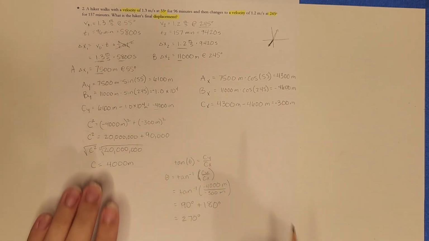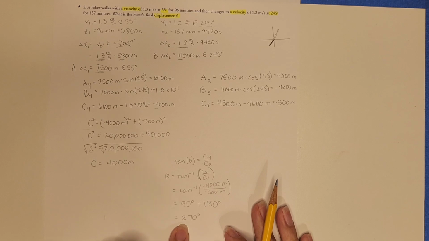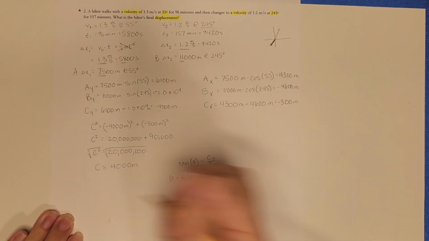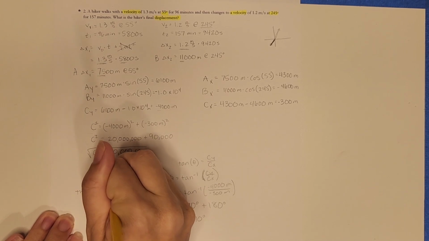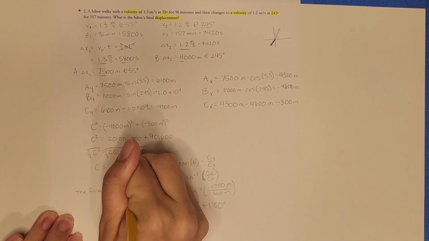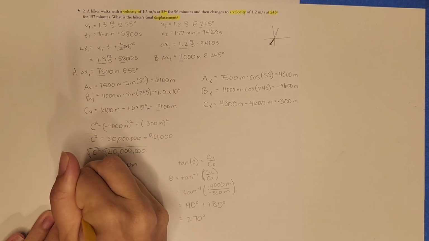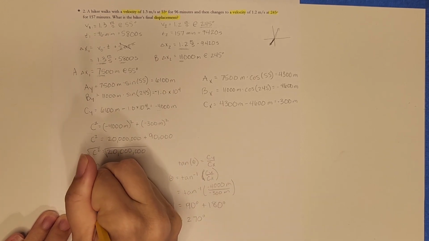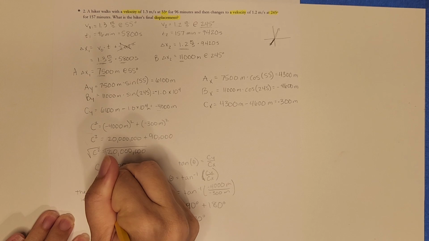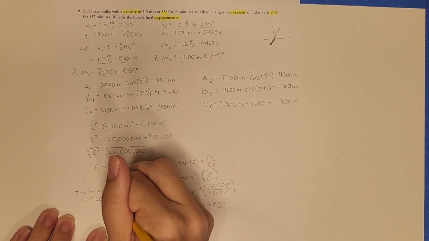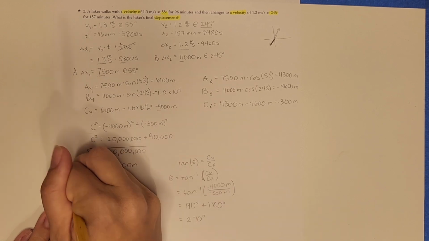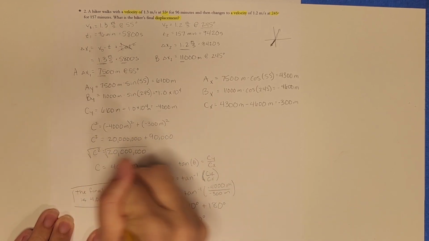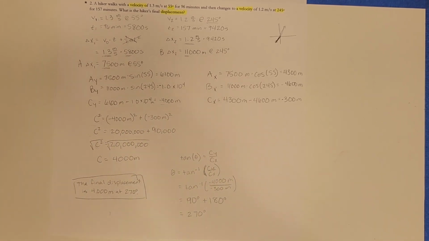Okay, so my final answer with this, I'm going to put these together, and the final displacement is 4,000 meters at 270 degrees. Okay. All right, and that is question 2.